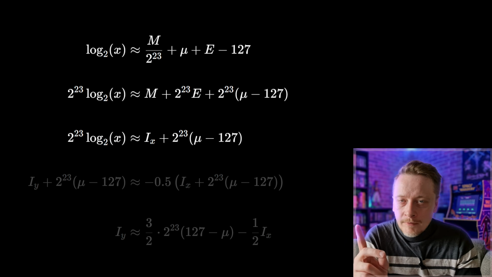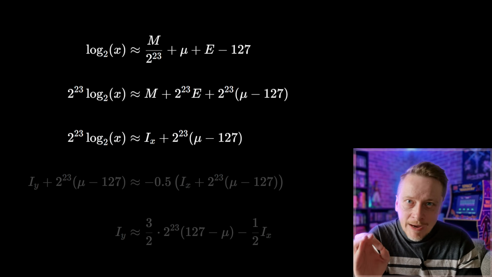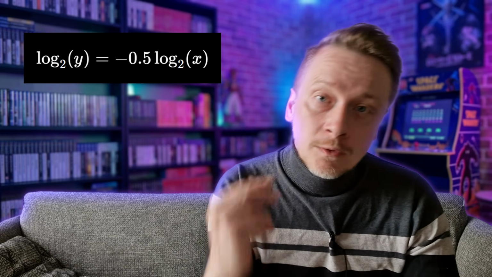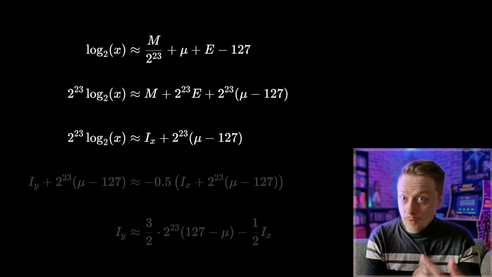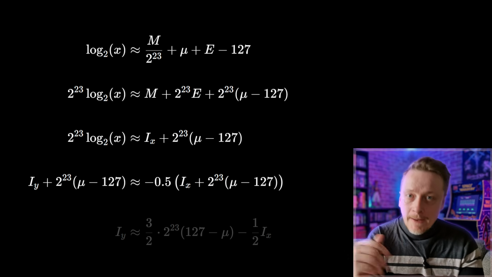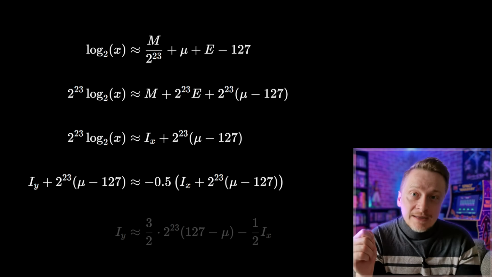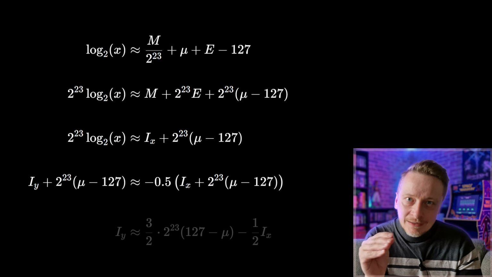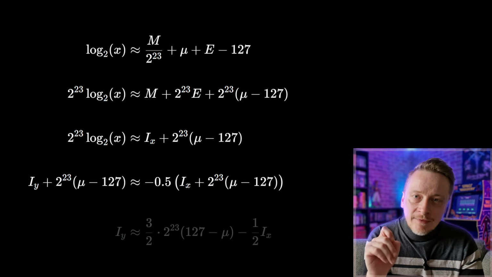Remember our original goal. We want to find y equals x to the power of negative 0.5, which means logarithm base 2 of y equals negative 0.5 times logarithm base 2 of x. Let's substitute our brand new integer approximation into both sides of that equation. I sub y plus 2 to the power of 23 times the quantity mu minus 127 is approximately equal to negative 0.5 times the quantity I sub x plus 2 to the power of 23 times the quantity mu minus 127.